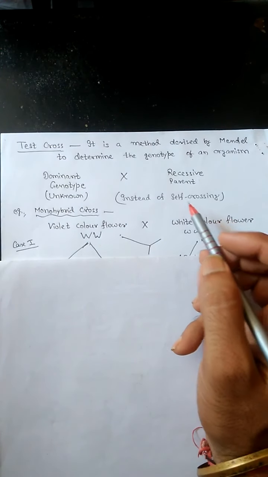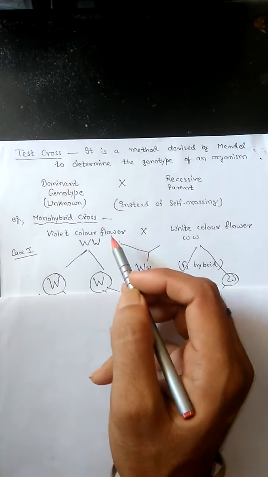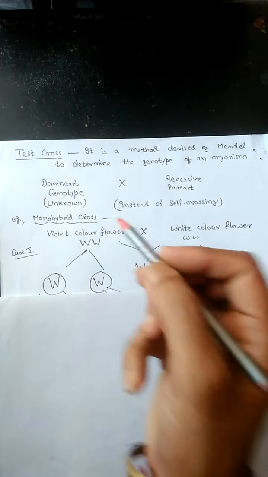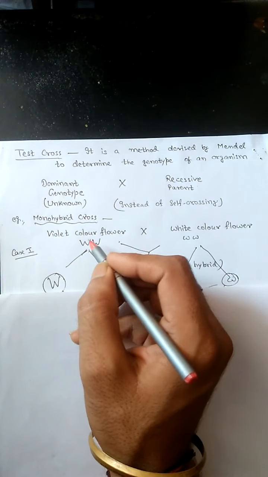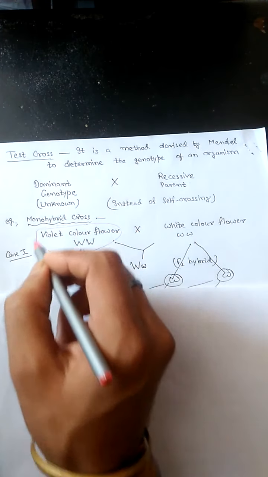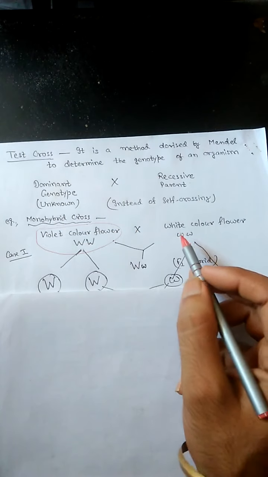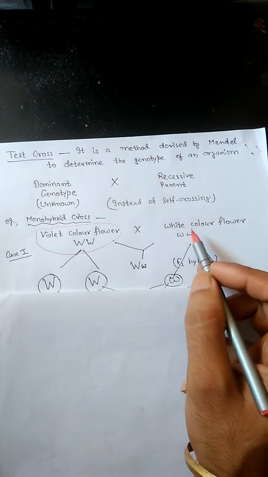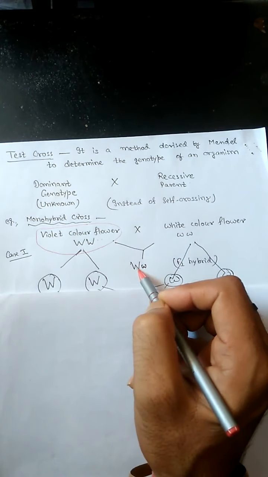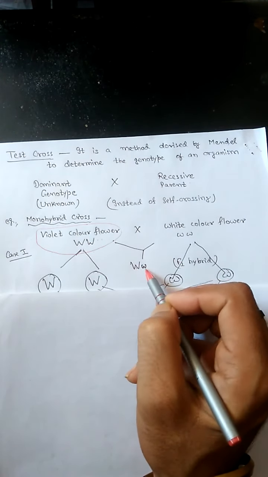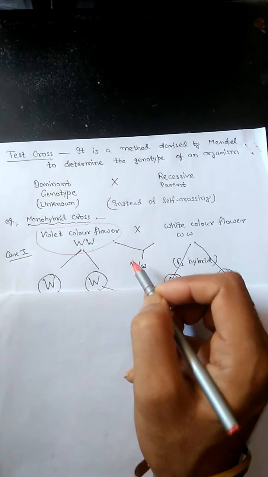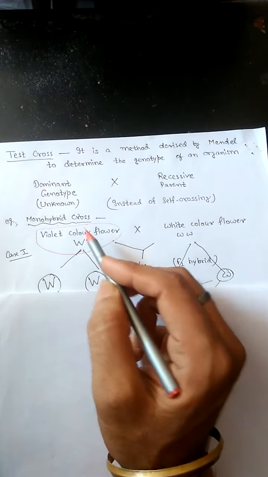Suppose we have done an experiment here. It is a case of monohybrid cross, and suppose this violet colored flower is not known to us and this one is known to us. When it is crossed with the unknown type, it yields all violet colored flowers. Then how can we determine the unknown type?